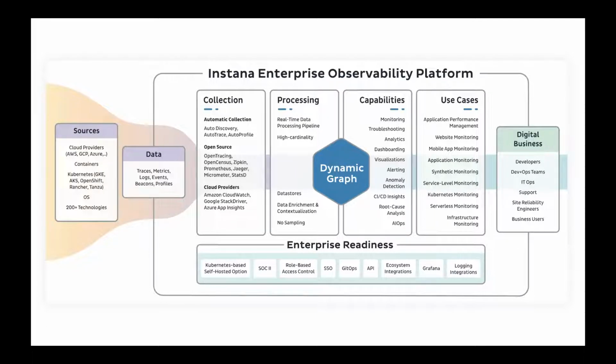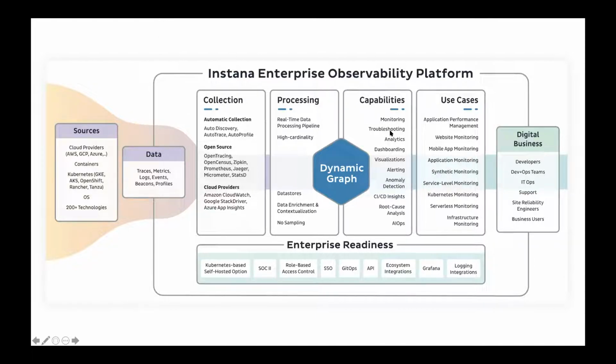And if you see from here, from source to the final product, you have a source, you have data, the data is getting collected, now data is getting processed. And once you do all this, what you get is different capabilities of Instana. So these are the features that Instana supports. First, which is quite obvious, is monitoring of all your applications.